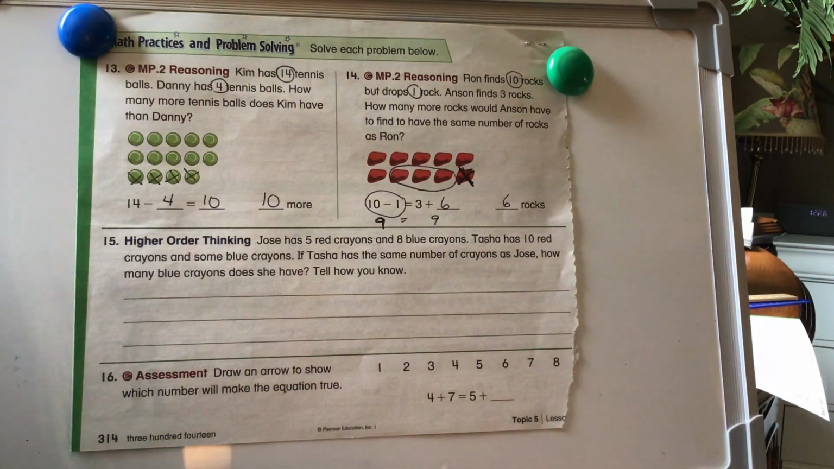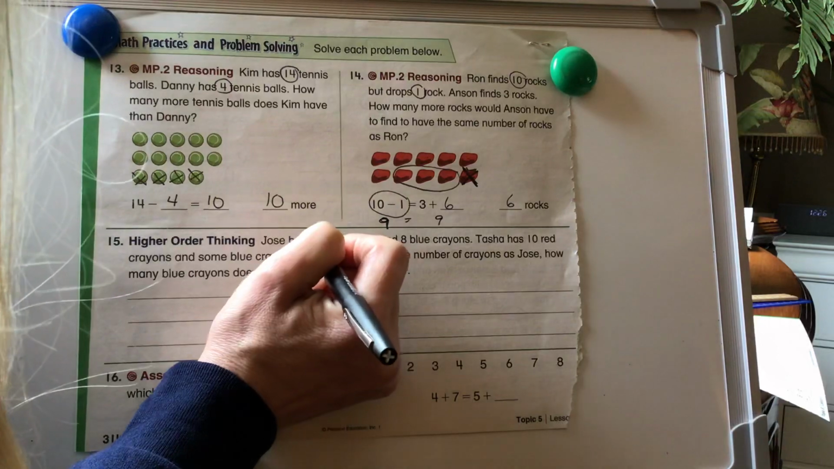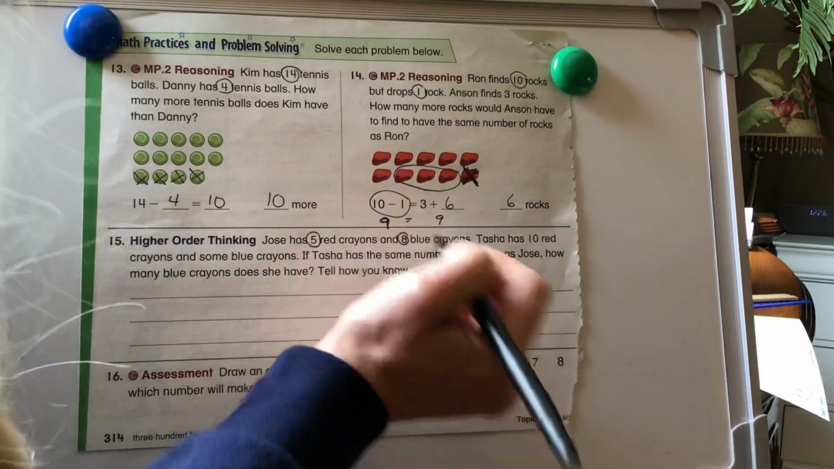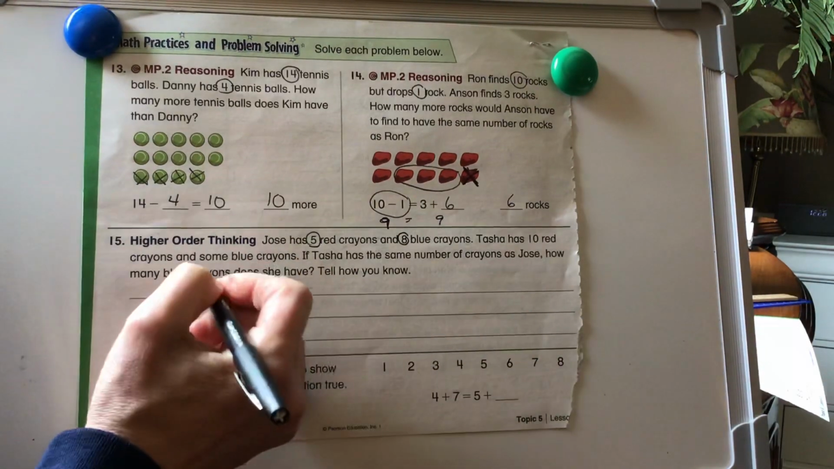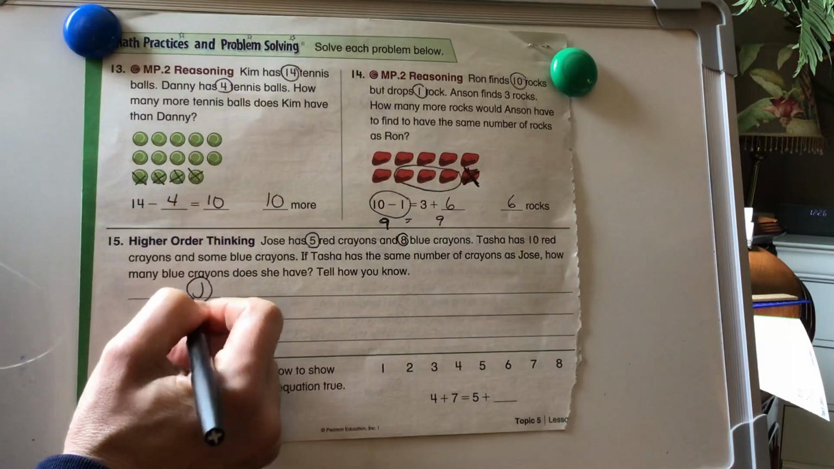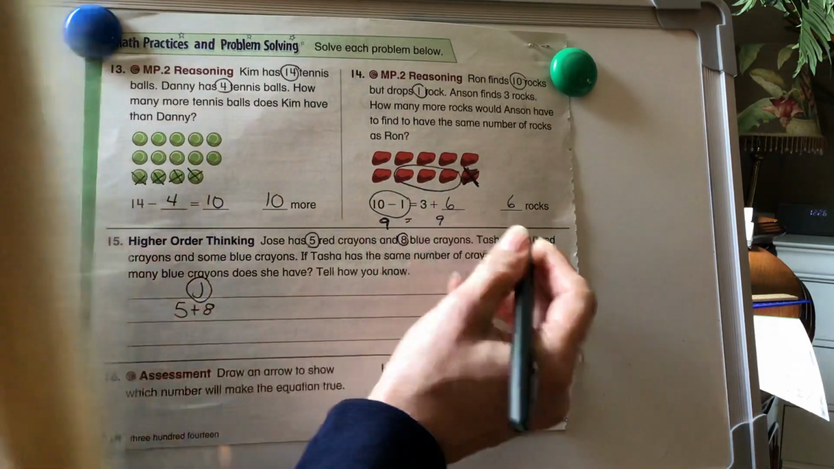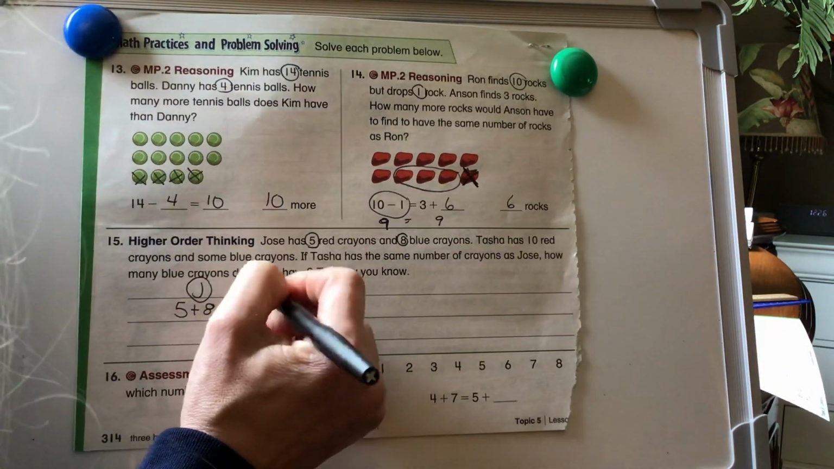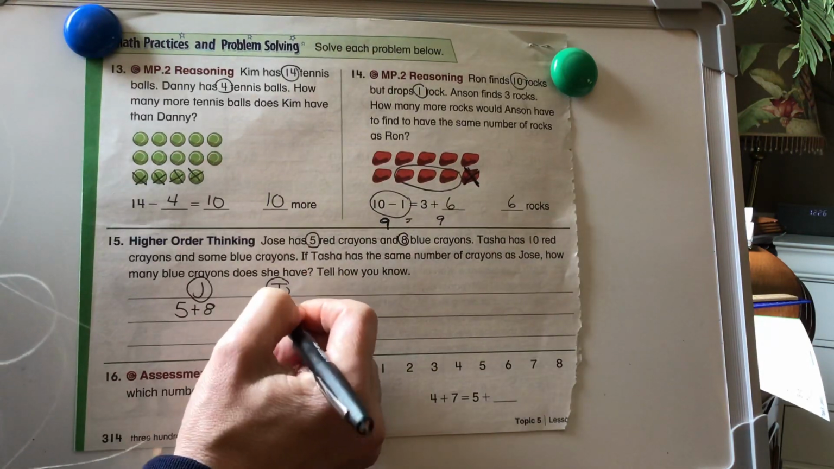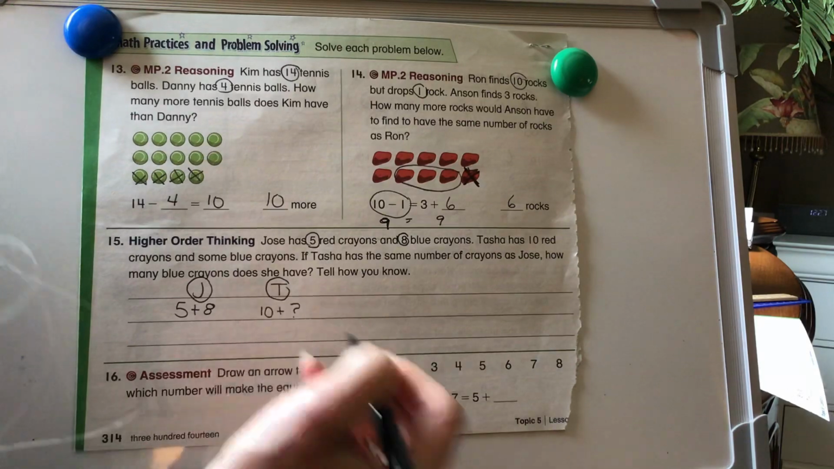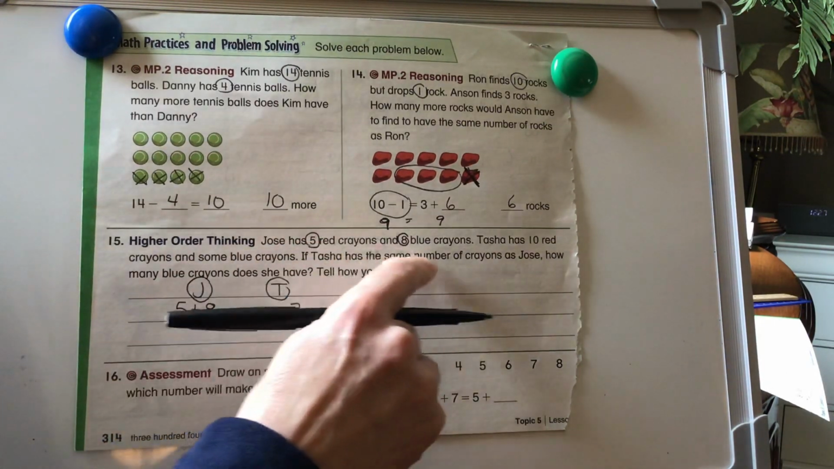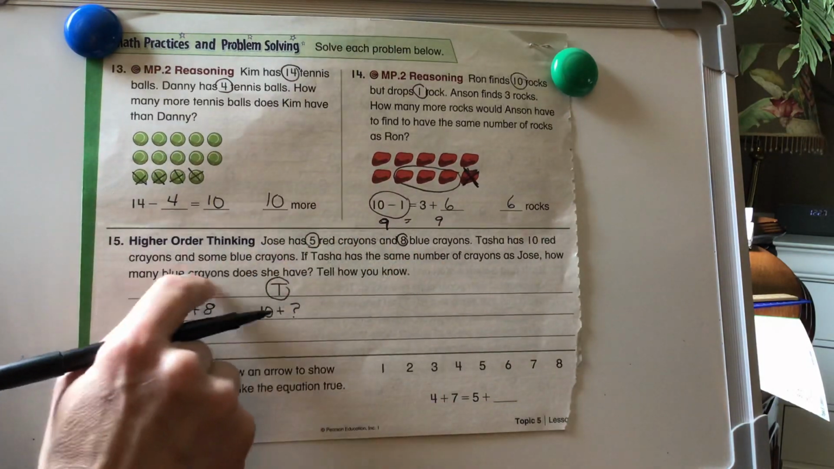Okay, our higher order thinking. Jose has 5 red crayons and 8 blue crayons. Okay, so I'm going to put a J over here. Here's my Jose. Has 5 plus 8. Tasha, I'm going to put as a T. Tasha has 10 crayons and some blue crayons. How many does she have? Some. We don't know. If Tasha has the same number of crayons as Jose, how many blue crayons does she have?